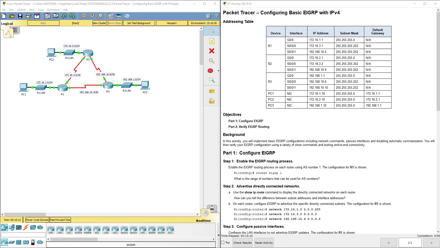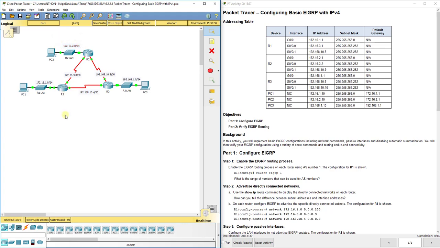Now, with static routing, we remember we had to enter in, let's say on R1 right here, if it's not directly connected, R1 does not know how to get to it. So even this network here at R2, the 172.16.2.0 network up here, R1 doesn't know how to get there because it's not directly connected.